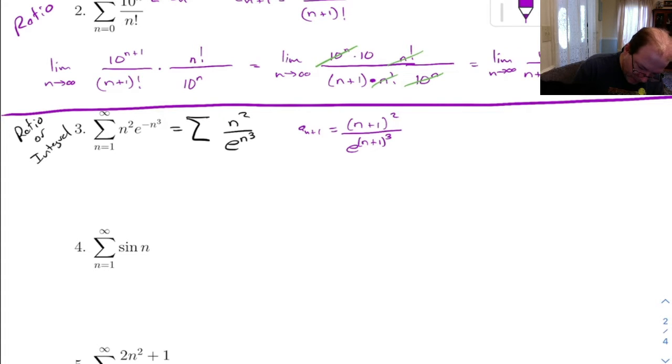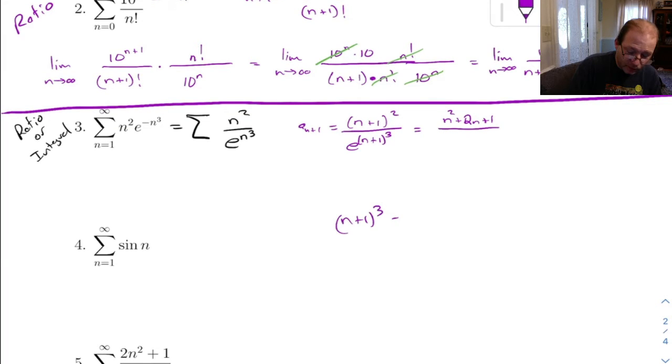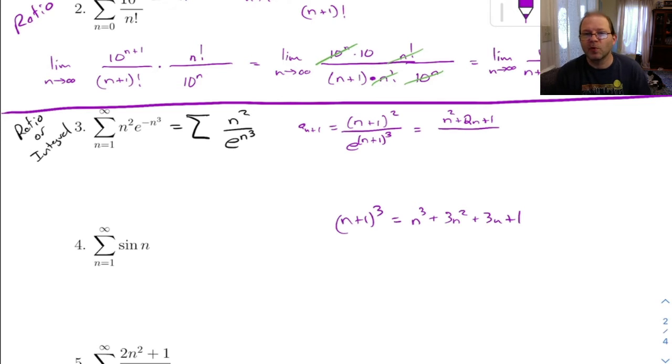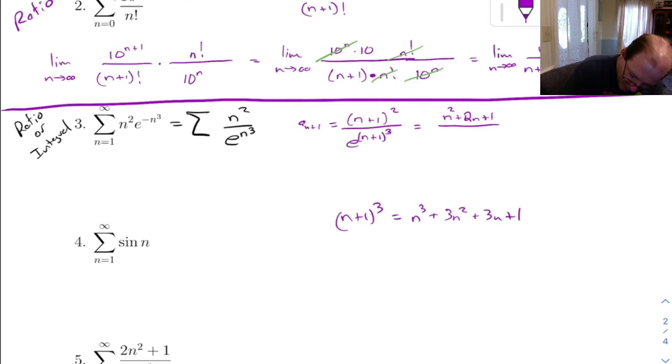All right, and I can rewrite that as n squared plus 2n plus 1. And on the bottom, e to the n plus 1 cubed, well, n plus 1 cubed is going to be n cubed plus 3n squared plus 3n plus 1. Now, it's not terribly important that we write all that out, but when you do e raised to this, you get e raised to all that. So you get e to the n cubed plus 3n squared plus 3n plus 1.